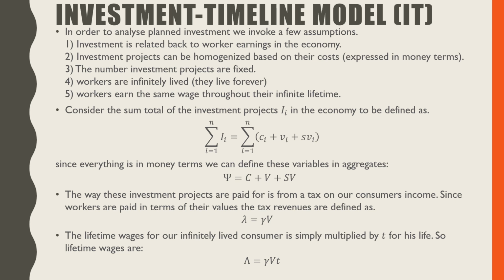The way investment projects are paid for is from the taxes of our consumers on their income. Since the workers are paid in terms of their value, the tax revenues are defined as lambda equal to gamma, which is our tax rate, times this aggregate value term, which is the total income of all workers. The infinite lifetime wages for our consumers is simply multiplied by T for his life. So the lifetime wages, capital lambda, is equal to our tax rate times this value term times T, right? So this gives your cash flow throughout your entire lifetime.